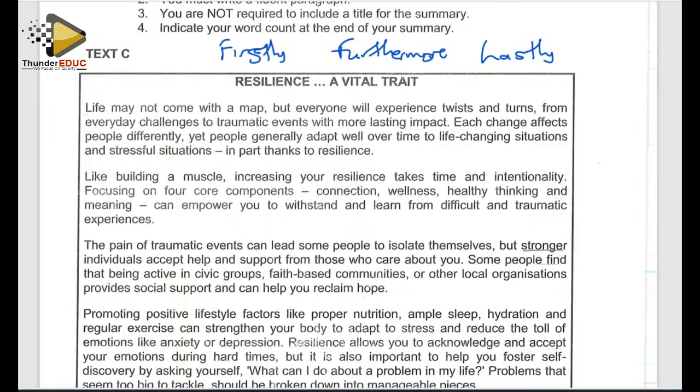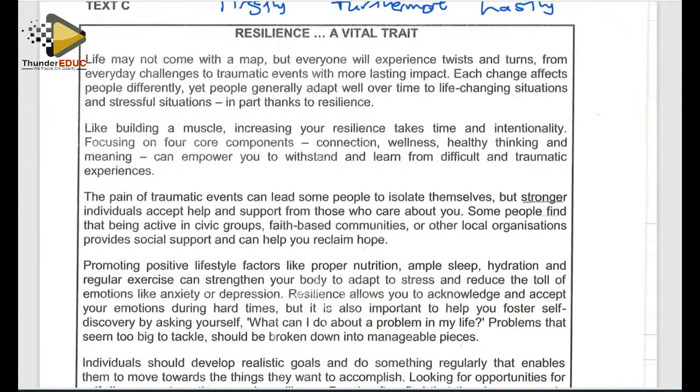We do not have anything in that opening paragraph that is giving us the benefit of being resilient. So as a result, we are not taking anything from there. Please note, it's not all the time that you will have the first point coming from the first paragraph.